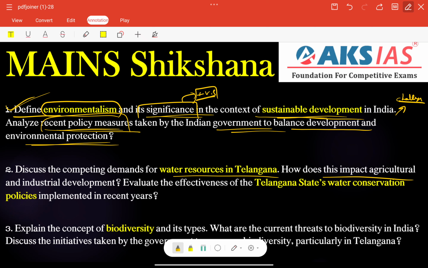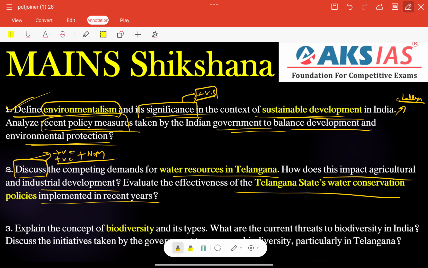Next, discuss the competing demands for water resources in Telangana. How does this impact agricultural and industrial development? Evaluate the effectiveness of the Telangana state's water conservation policies implemented in recent years. Here, discuss is a very important question tag. Positives and negatives we need to write here, and additionally we need to provide some needed measures, right?